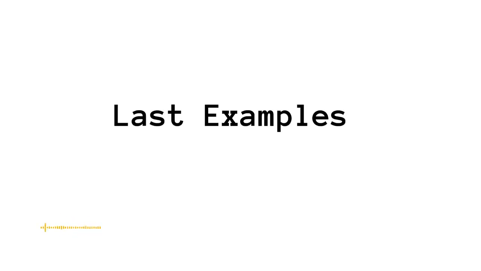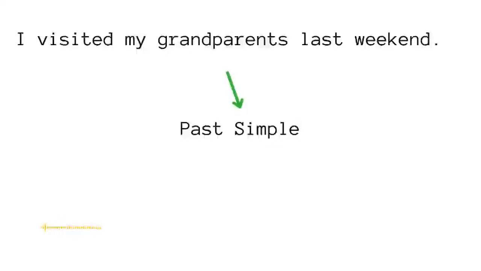Now let's have a look at the last examples to understand the past tenses quite well. Number 1, I visited my grandparents last weekend. We are speaking about the past simple. Why? Because we are talking about last weekend. The timing last weekend. And here we have I visited. I visited my grandparents last weekend.